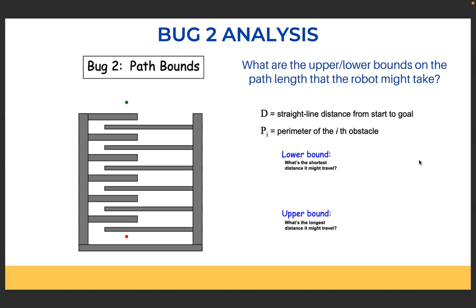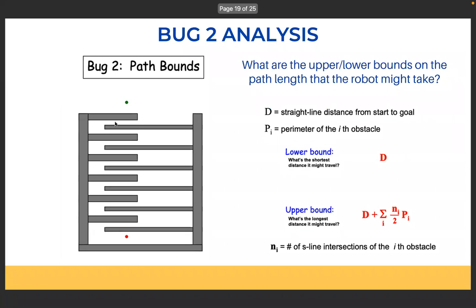What do you think would be the upper bound here? Anyone? What do you think? After hitting each obstacle, what is the max distance it can travel on that obstacle before reaching the goal position? Okay, I'll tell you what it is.